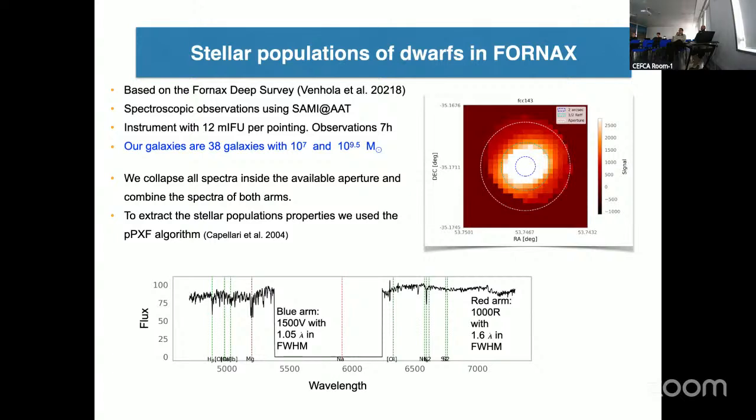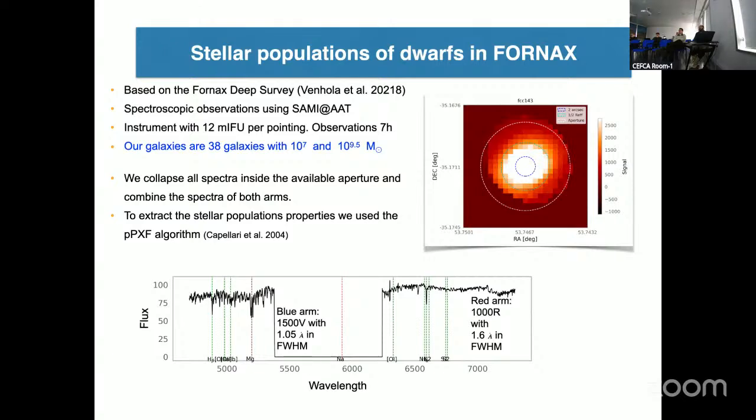We concentrate on 38 galaxies with masses between 10 to the 7 and 10 to the 9, basically, and we collapse the visible spectra in a large aperture, occupying more than half of the effective radius. Okay. Here I show you an example of one of the spectra. The instrument has two arms, one is the blue part and the red part. Here I show you the resolution, the full width, etc.